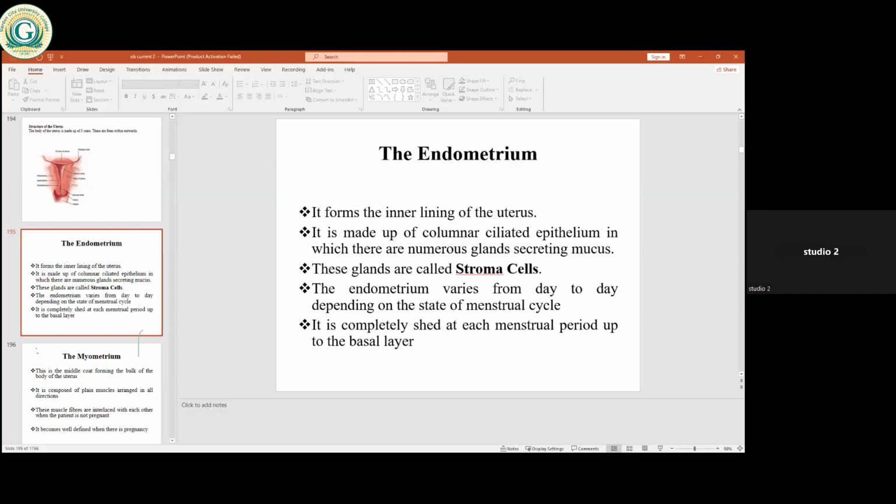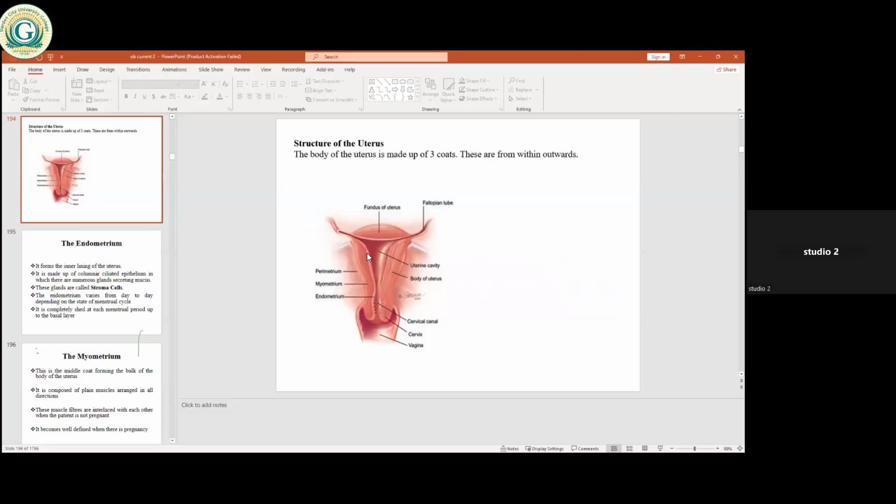The endometrium varies. Please take this seriously when you get the new reading. The endometrium of the uterus varies every month during menstruation. It is shed every month. This one, endometrium, changes every month. But when you trace the endometrium up to the cervix here, this one does not change. It's only the upper part of the uterus, the endometrium, which changes. So it doesn't change at all.